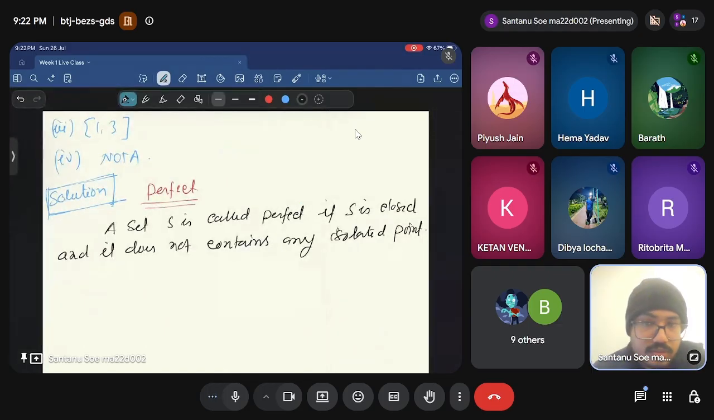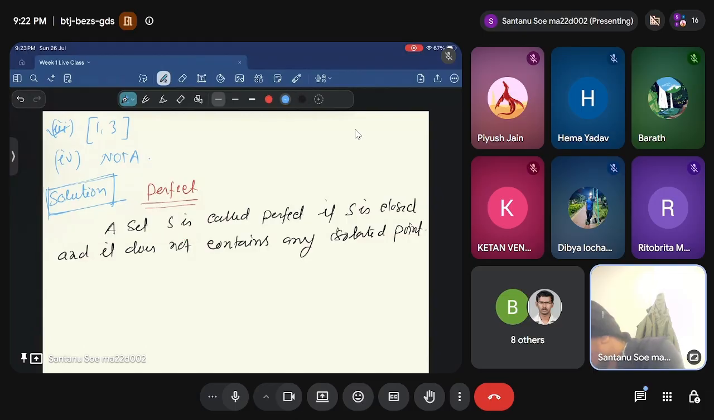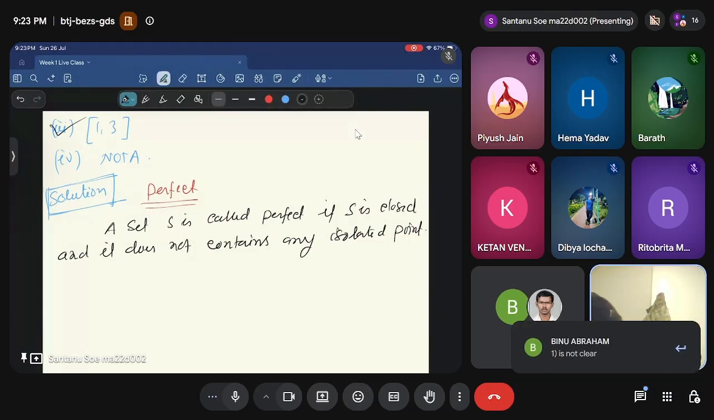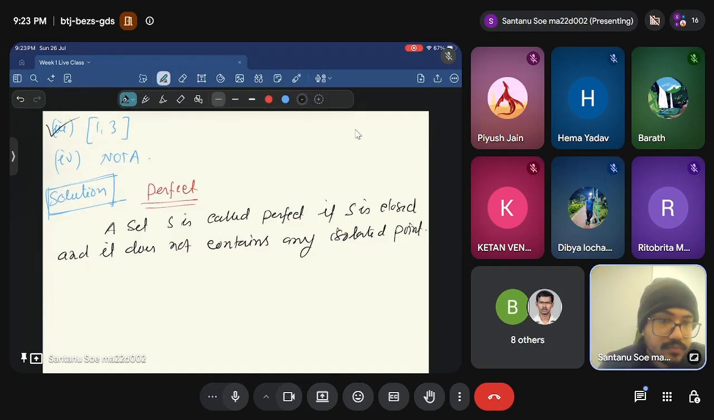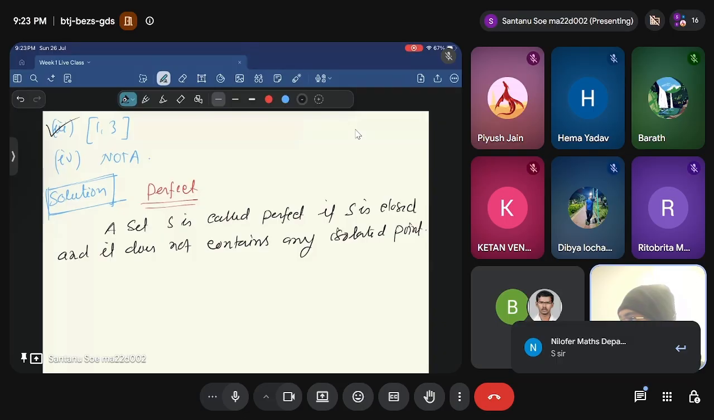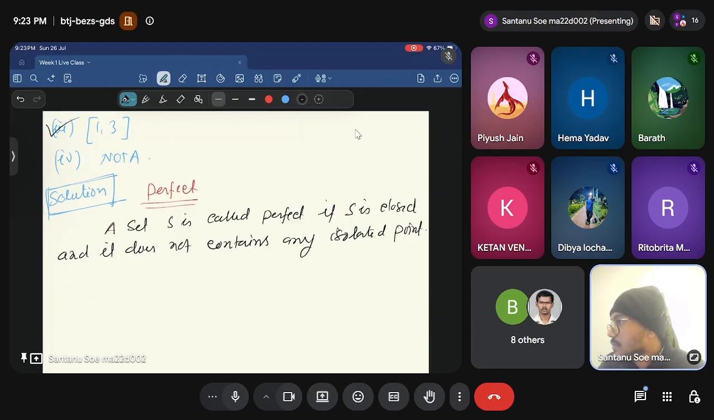But now come to this next option, that is the closed interval 1 comma 3, which is a closed set, plus every point is a limit point, and also there is no isolated point. Correct? So that means option 3 is correct. Is it clear to everyone why a closed interval is a perfect set? Okay, so we'll go to the next question.